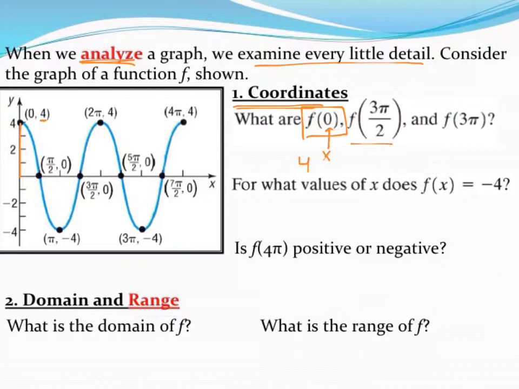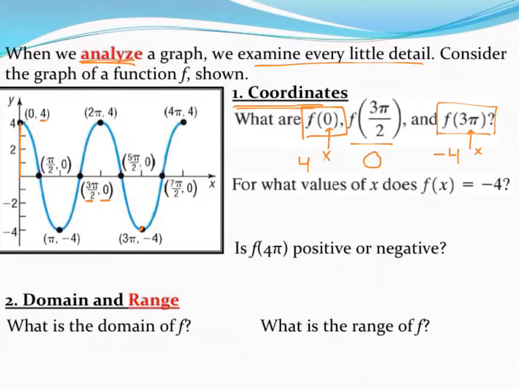Next up, they say find f of 3/2. Well, again, find 3/2 as an x value. The y value is 0, so f of 3/2 is equal to 0. And finally, they say find f of 3 pi. So again, find where x is equal to 3 pi and read the y value. If I look at my graph, there is that point on the graph. So the y value, the f of x value, is equal to -4.